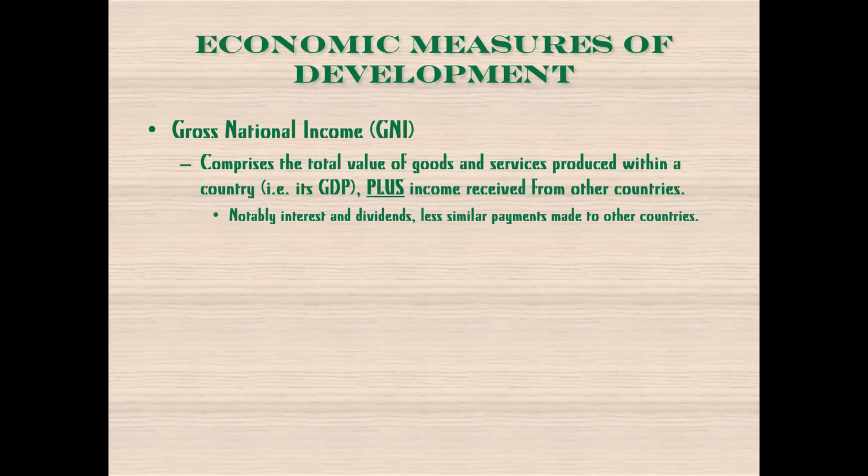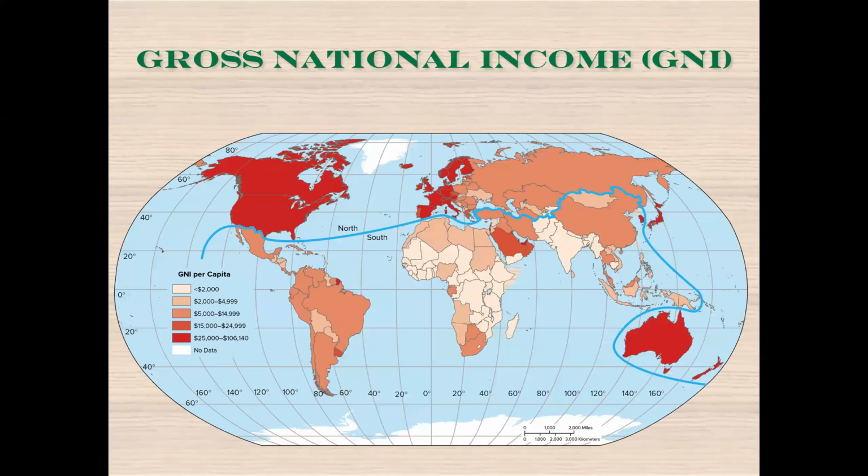Gross national income is not only the total value of goods and services, but income received from other countries. So here's an example of GNI per capita. Notice how the Brandt line is shown in every single one of these images to help you to see. Notice how everything south of that line is in the lighter color, less. Anything north of it is in that darker color, or more.